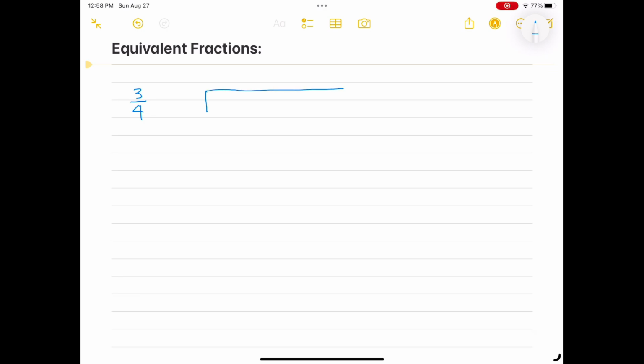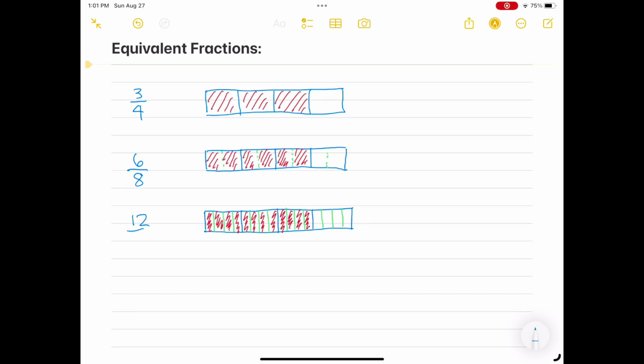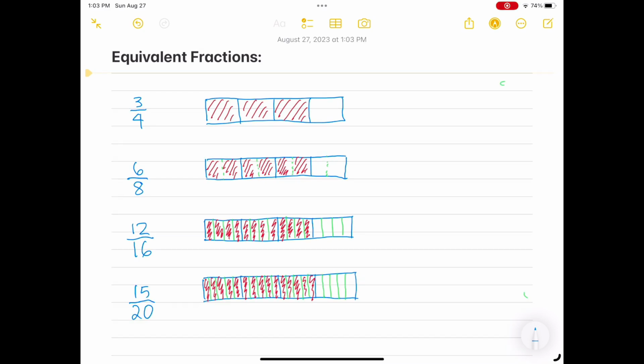Another example with the fraction 3/4. So I have one bar divided into 4 equal parts, highlighting 3 of those equal parts. That same bar divided into 8 equal parts, with 6 of those sections highlighted, shows the fraction 6/8, which is equivalent to 3/4. Now that same bar, broken down into 16 equal parts, with 12 of those parts highlighted, shows the fraction 12/16, which is equivalent to 3/4 and 6/8. The fraction 15/20 is also equivalent to 3/4, 6/8, and 12/16.